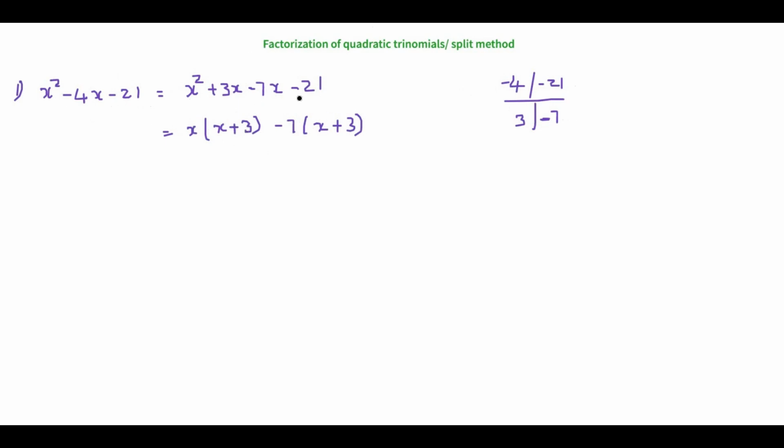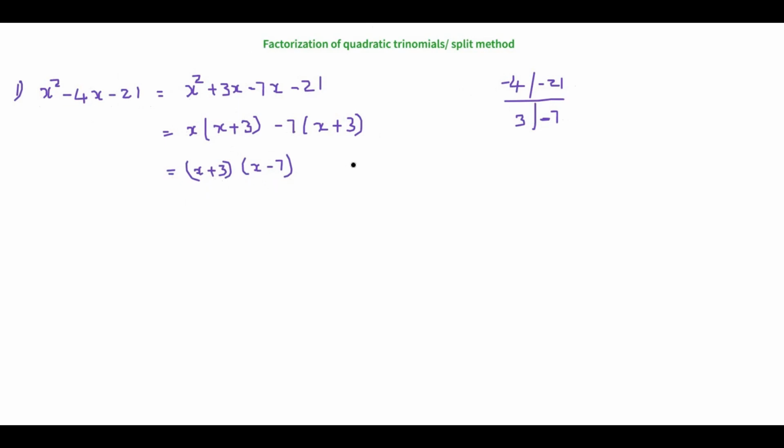Now this is the first term and this is the second term. And now again we have a common term, which is x plus 3. So we will take it out as x plus 3, and the remaining is x minus 7. Isn't it easy? We are taking the common terms outside and then putting the remaining terms here. So now we have found the answer. When we factorize x square minus 4x minus 21, we get x plus 3 and x minus 7.